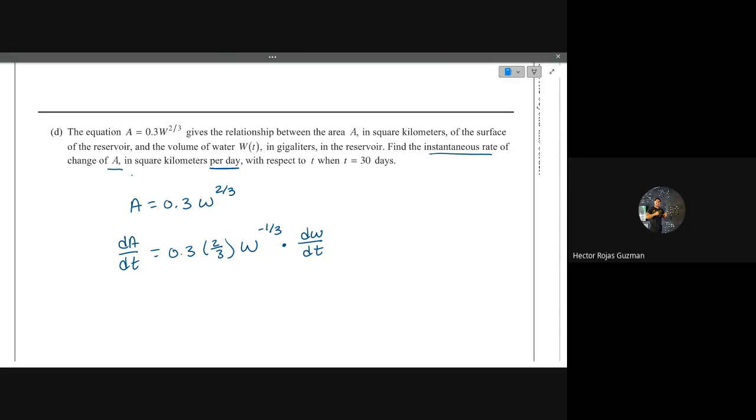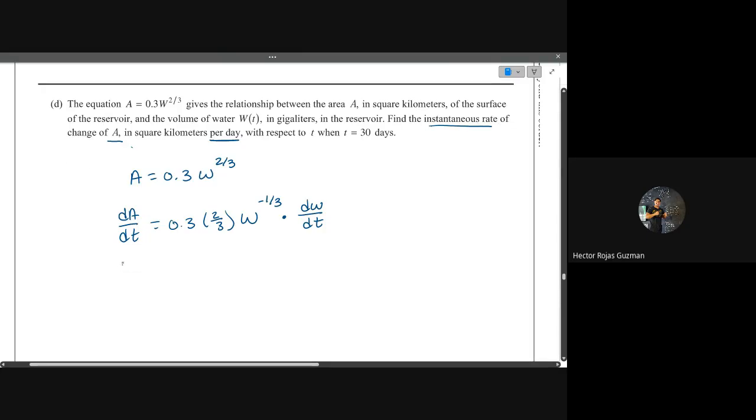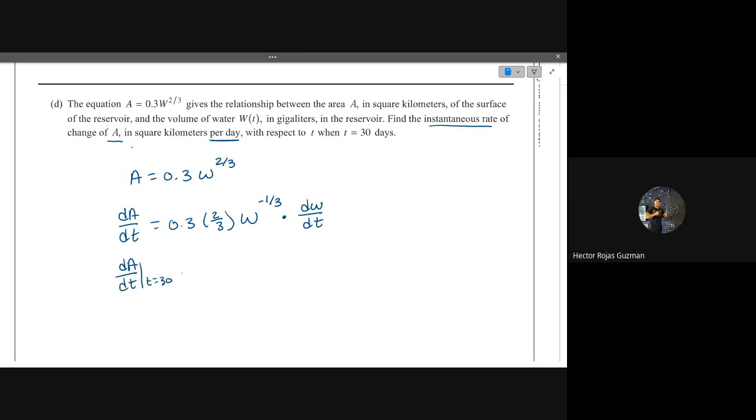Now we can go ahead and plug in the 30. dA/dt at t equals 30 equals, well, we're going to go ahead and multiply these two. 0.3 times 2 is 0.6 times 1 over the cube root of W. See, W is not T, right? So we can't plug in 30 right there. So I'm going to keep it as W times dW/dt. I actually have no place to plug in the 30.